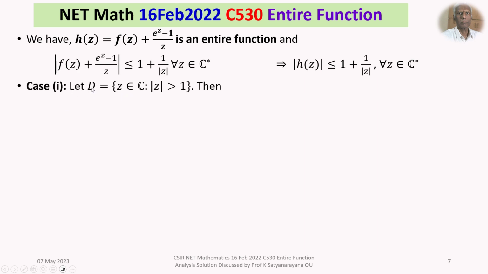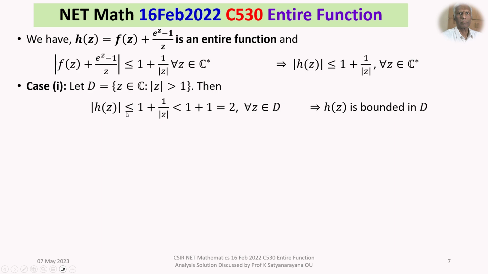Case 1. Let D is the set of all z belong to C where mod z greater than 1. That means it is the exterior of the unit disk. Then mod of h of z is less than or equal to 1 plus 1 by mod z. But in D, mod z greater than 1. Therefore, 1 by mod z less than 1. Therefore, 1 plus 1 by mod z is less than 1 plus 1, that's equal to 2, for all z belongs to D. That means mod h of z is less than 2 for all z belongs to D. h of z is bounded in D.